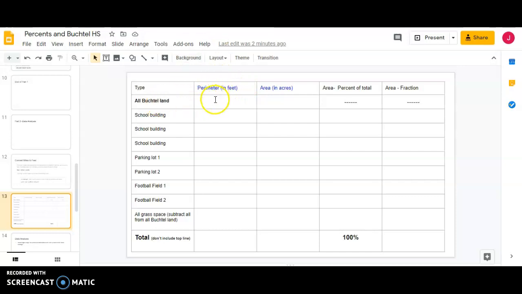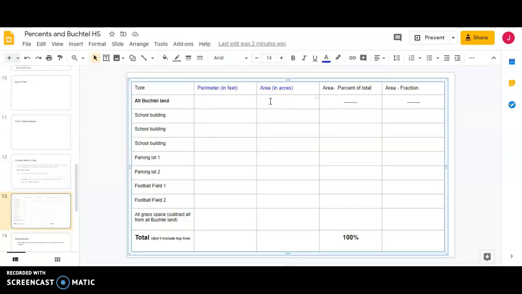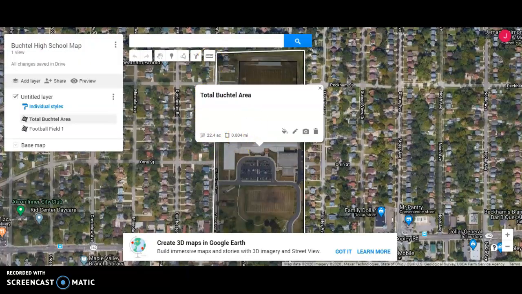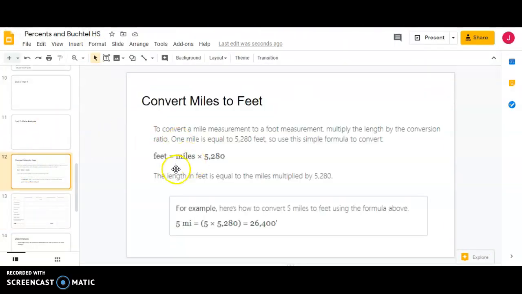So I said it was 0.804. My acreage is 22.4, so I'm going to put in here, yours is going to be similar, but you might not have the same number. So how do I put in my perimeter in feet? Again, my perimeter is 0.804. I've given you a conversion to how to convert miles to feet. So we're going to multiply our miles, 0.804. You multiply it by 5,280. That's the conversion for miles to feet. So you can take your 0.804, multiply it by 5,280.